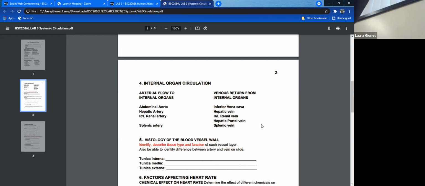So then we will also look at the veins: the inferior vena cava, hepatic vein, the right and left renal veins, the hepatic portal vein, which is one of my favorites, and the splenic vein. Okay.